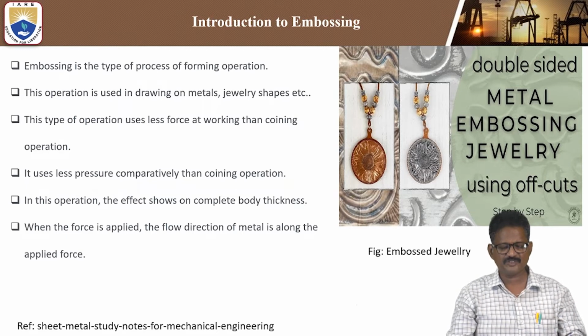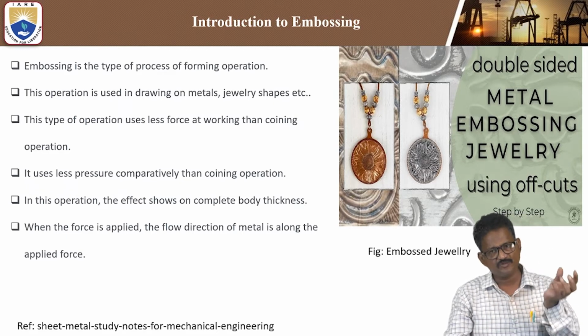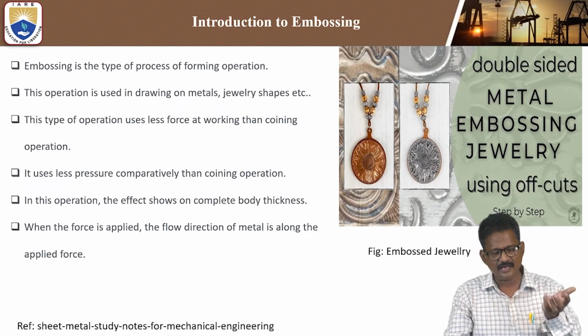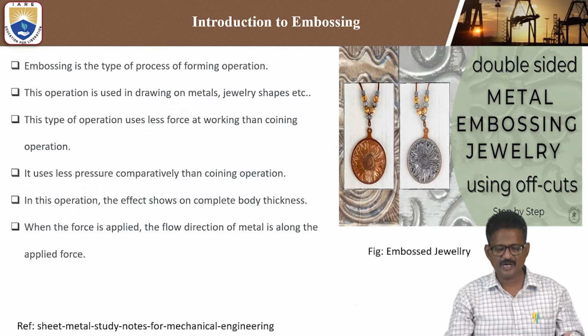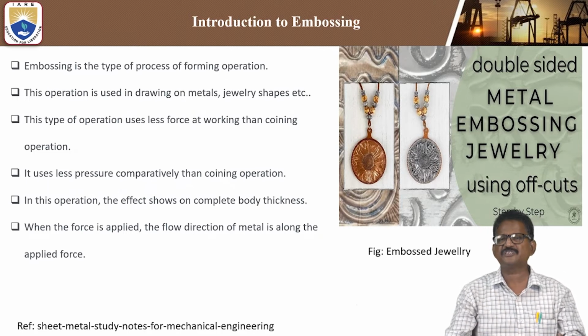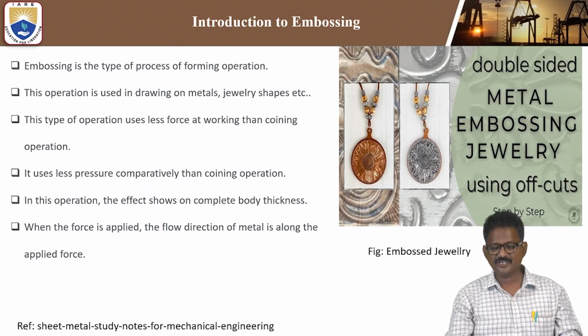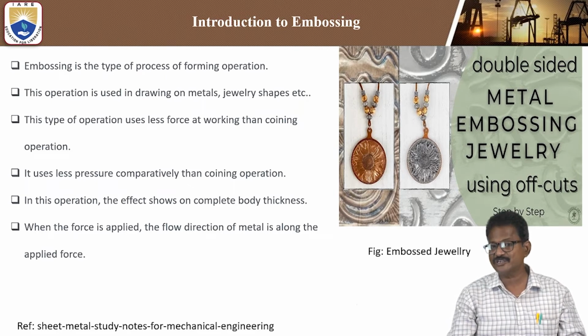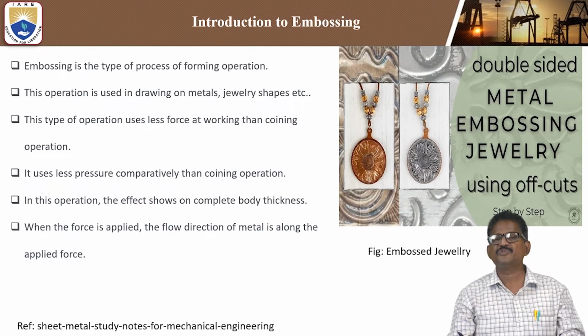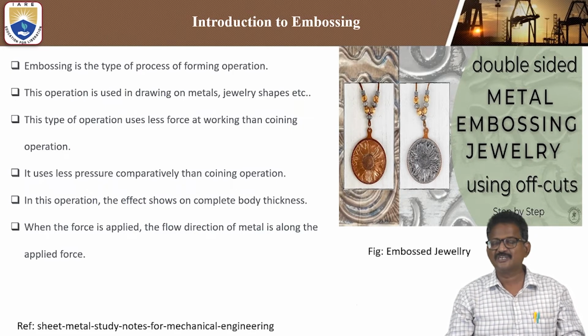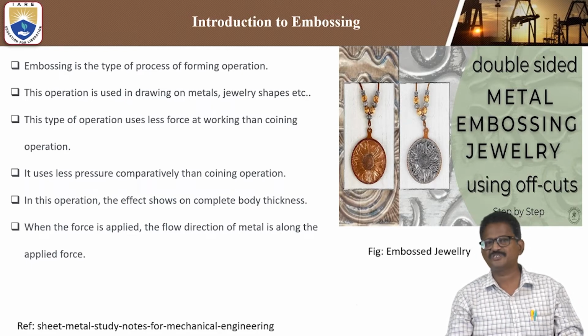Another thing is, when the force is applied, what will happen? The flow direction of the metal is along the applied force. The flow direction of the metal is along the applied force. All this material was collected from sheet metal study notes for mechanical engineering, and also from standard publications like P. N. Rao and Kalpakjian, published by Tata McGraw-Hill, etc.